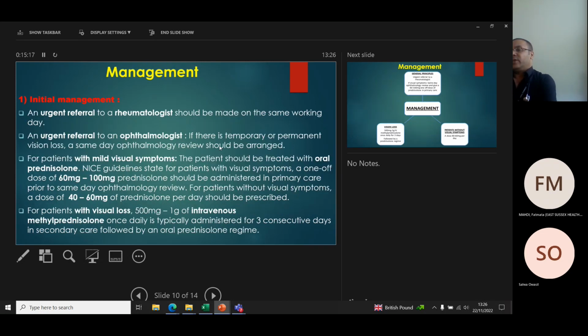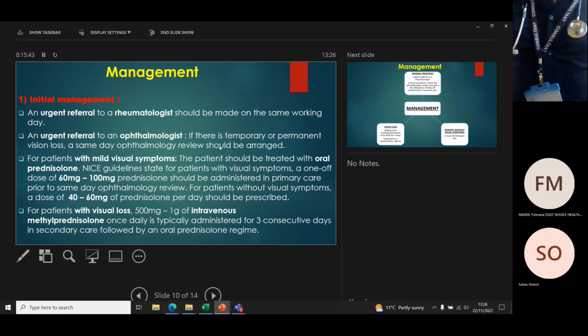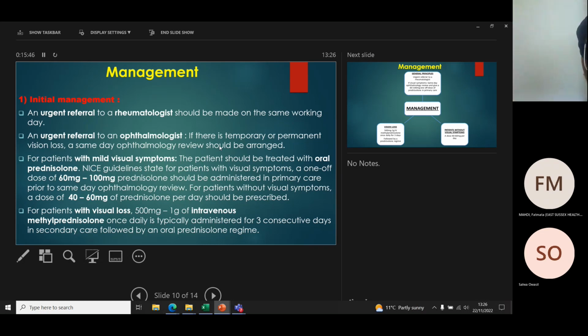Management of GCA. If you are highly suspecting GCA in terms of history, clinical signs, and lab findings, what is the treatment of choice? You have to urgently refer the patient to a rheumatologist to be seen the same day. So same day referral to rheumatologist, because as we mentioned, it is an eyesight threatening condition. That's why we have to refer the patient urgently to be seen by a rheumatologist. Number two is to refer the patient urgently to an ophthalmologist.